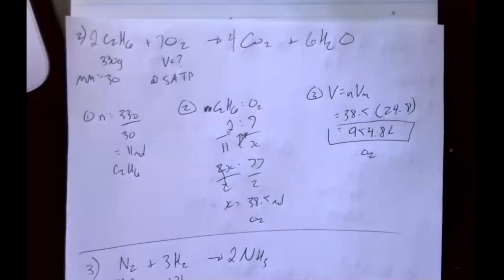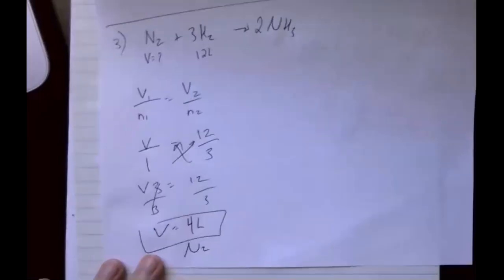Okay, so question number 3 is a little bit different. It doesn't use the mole ratio per se because Avogadro's law formula is really a mole ratio in and of itself. So anytime all that you're given is volume and all that you're asked for is volume, if that is the only information you have, then Avogadro's law is the formula to use.